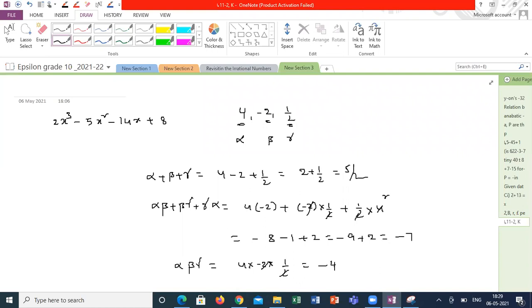Let's see from the relations how to do. We know alpha plus beta plus gamma is equal to minus b by a. Alpha beta plus beta gamma plus gamma alpha is equal to c by a. Alpha beta gamma is equal to minus d by a. Let's see whether the relations are coming properly or not. This is minus of minus 5 by 2.